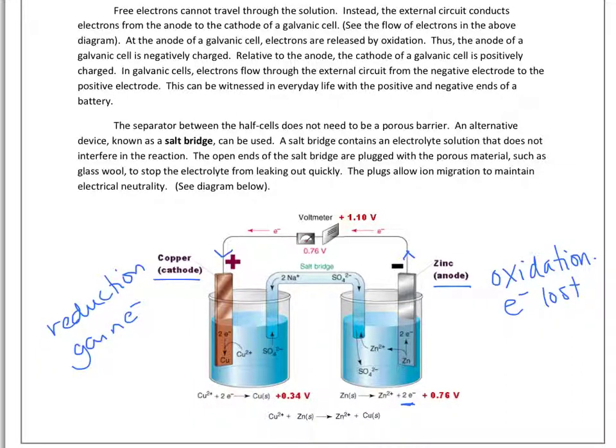Because at the anode electrons are lost, it has an overall negative charge. Therefore, if I look at this like a battery, it would be the negative end of the battery. Likewise, the cathode will always be positively charged, and as a positive charge, it's going to attract the electrons towards it. Again, looking at this like a battery, it would be the positive end of the battery.